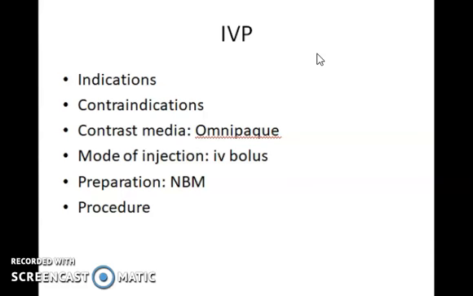Then in children, there are anomalies such as VATER anomalies, in which vertebral, anal, tracheoesophageal and renal anomalies are seen. So for identification of the renal anomalies, we usually do the IVP. Then malformations of the urinary tract such as polycystic disease, PUJ obstruction, etc. can also be seen.